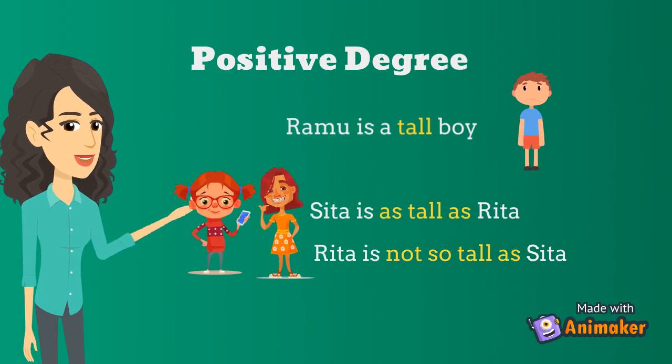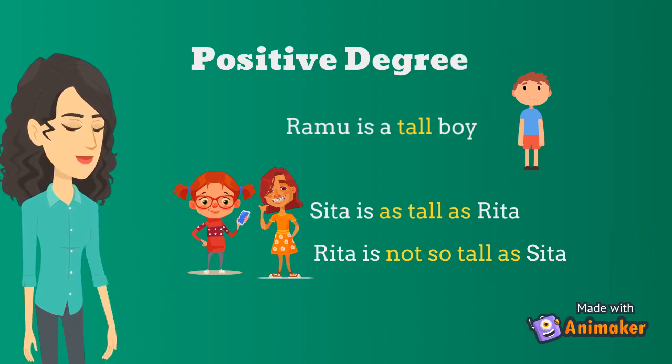Now let's see some examples of positive degree. Ramu is a tall boy. Here, tall is an adjective that describes the noun Ramu. In this example, Ramu is not compared with anybody.